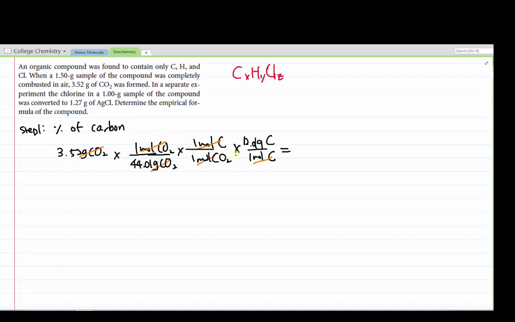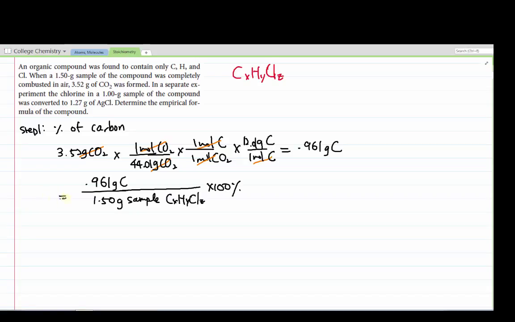Units cancel out, and you have 0.961 grams of carbon. Then you can use this to find the percentage of carbon by using our sample mass. And times 100%, you get the carbon percentage in our sample. That turned out to be 64%.